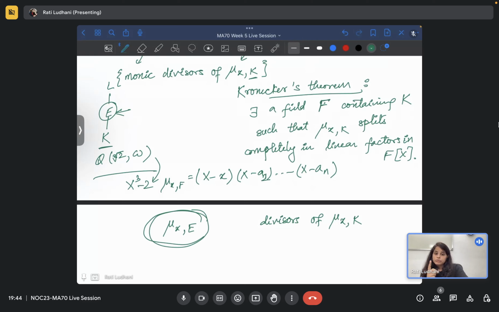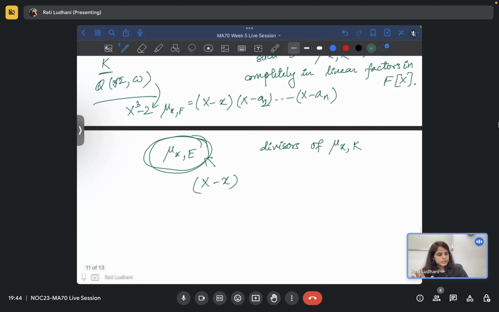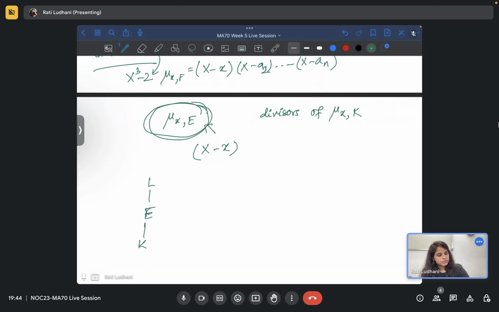Okay, so one more thing we need: we are interested in this part, mu x comma e. So we already know it should be a divisor which has this factor, because it should be a minimal polynomial of x first. So what we are saying, you have this situation k, and now you have some e, if L is equal to k(x), then e is similar to giving mu x comma e.